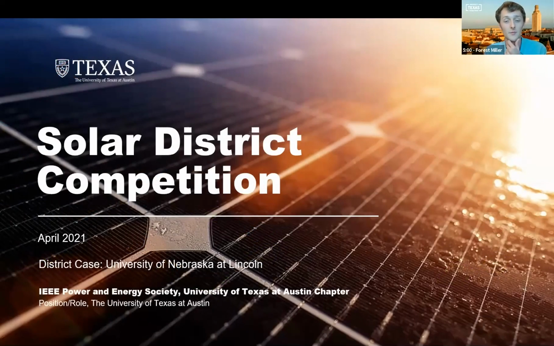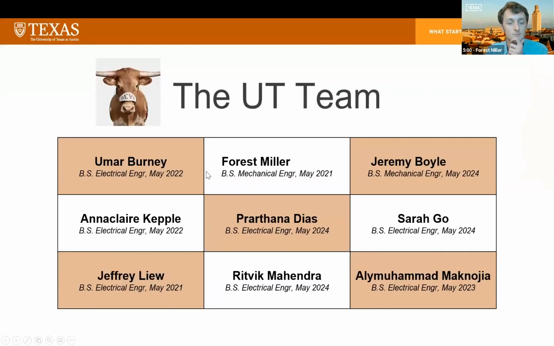We are representing the University of Texas at Austin chapter, and we will be presenting about our district case for the University of Nebraska at Lincoln. Our team consists of 9 members, and we have 5 present today to present. Myself, Forrest, we have Jeremy, Parthana, Ritvik, and Ali.